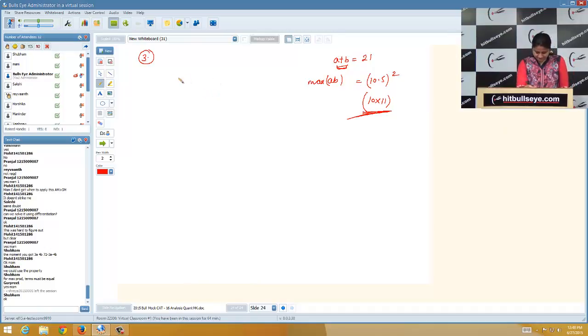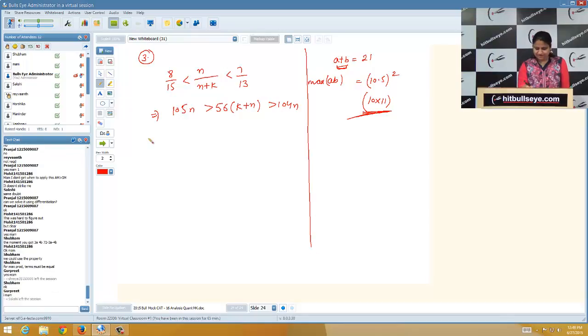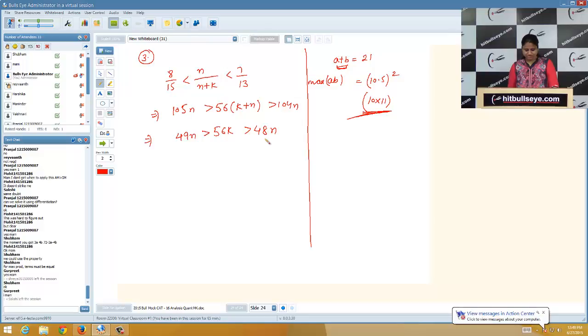It says there is some inequality given, 8 by 15 less than n upon n plus k less than 7 by 13. If we solve it, we will get this thing. Who asked this question? Gurpreet. Yes. Gurpreet, are you comfortable in solving these kind of inequalities? So if we solve this, we will get 49n is greater than 56k is greater than 48n. Now you could go by options. What is the question? What is the largest positive integer n for which there is a unique integer k?